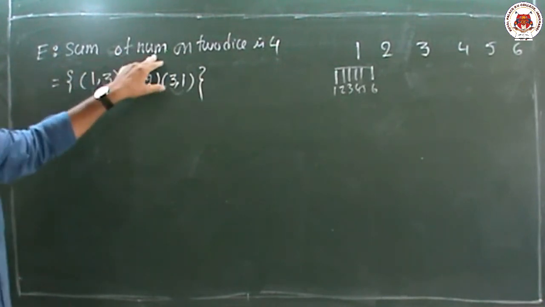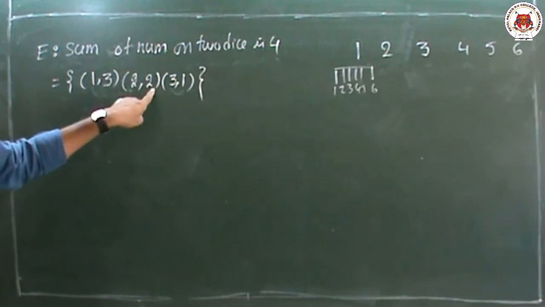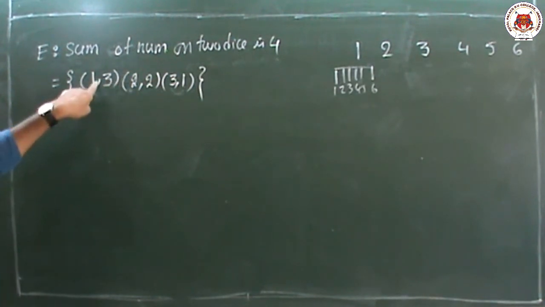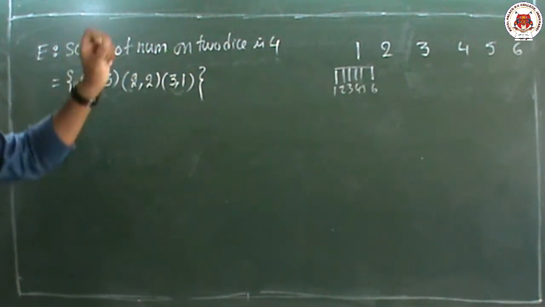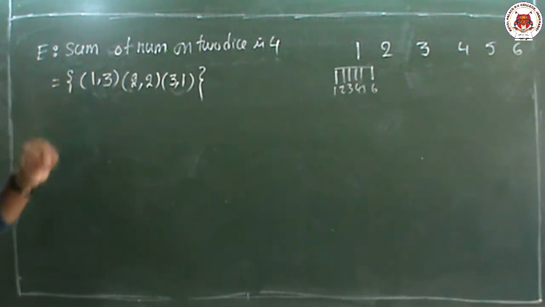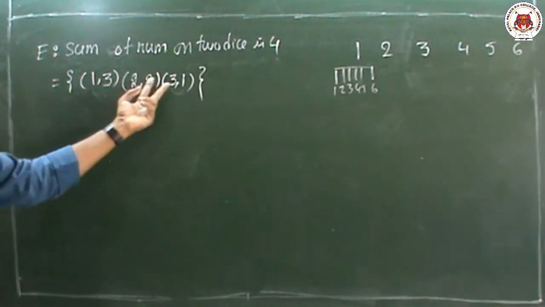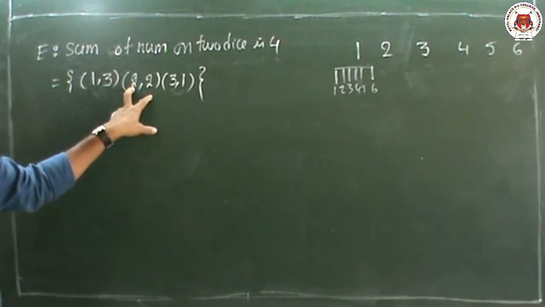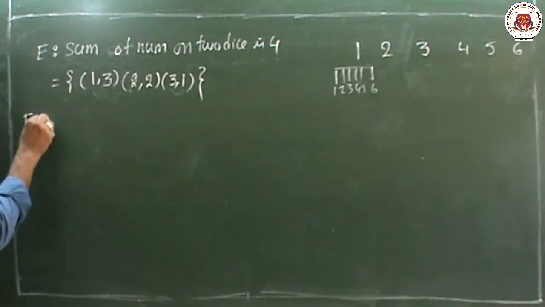Because the sum of numbers on the 2 dice is 4, if you add the first and second die numbers, we have to take the numbers 1 to 6 only, because on a die there is no 0 number. So the sum must be 4: 1 plus 3 is 4, 2 plus 2 is 4, 3 plus 1 is 4. Okay. Now come to the point F.